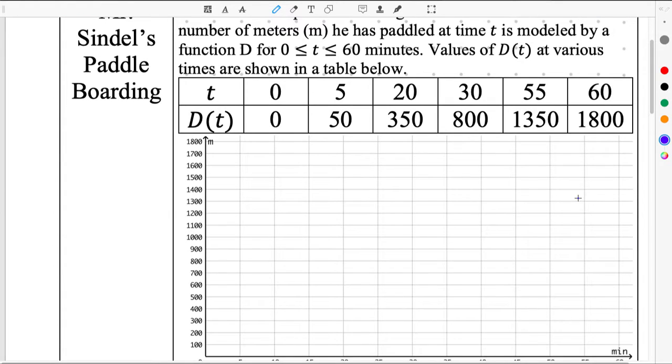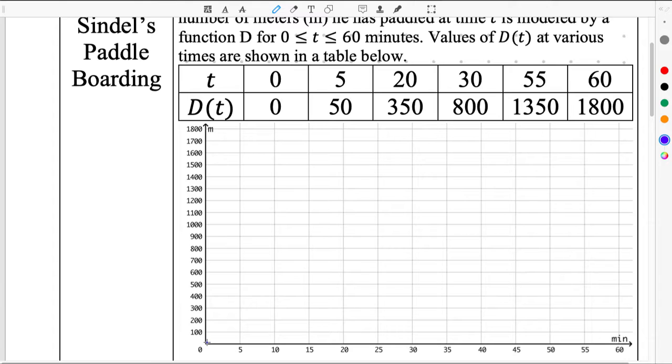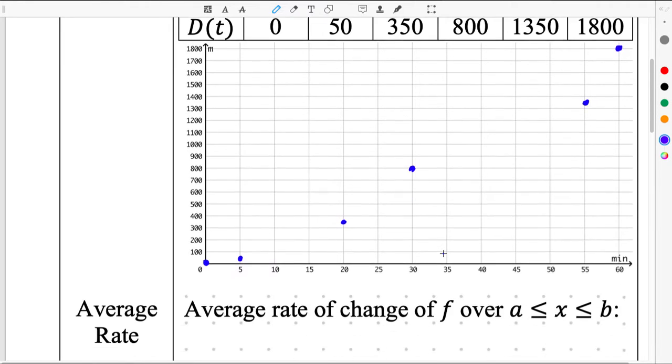So all I want you to do here is to graph those points. Pause it and do that now. Alright, so you've unpaused. And here are the points. So 0, 0, you do have to have this point down here. 5, 50. 20, 350. 30, 800. 55, and 1350. 1350 is right here. And finally 60, 1800. Alright, so that's all you have. You're not connecting them with lines or anything. That's it.